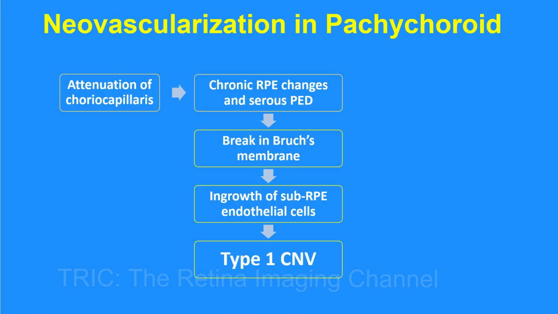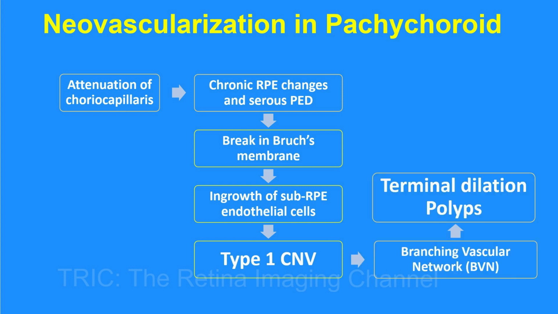So moving on to another type of neovascularization in pachychoroid, which is AT1 or aneurysmal type 1 CNVM. The pathophysiological process follows the same pattern up to the formation of type 1 CNVM. However, some of these type 1 CNVMs or pachychoroid neovasculopathies throw up vascular networks wide and beyond their site, and these networks are called branching vascular networks or BVN. Some of these branching vascular networks develop dilatations at their ends.